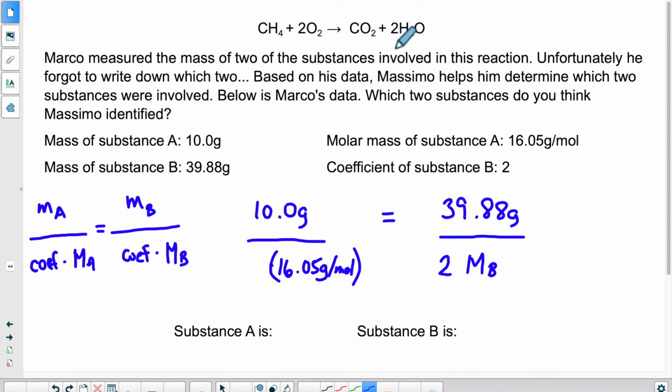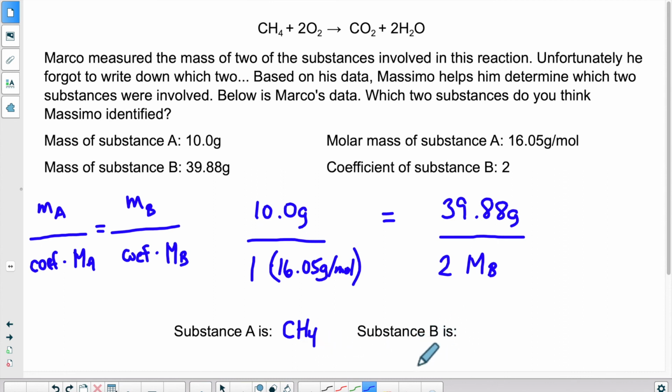So H2O has roughly a molar mass of 18. That doesn't work. CO2 has roughly a molar mass of 44. O2 has a molar mass of 32. And CH4 has roughly a molar mass of 16. C is 12.01 and H is 1.01, so it does add up to 16.05. So I now know that this has to correspond to CH4. CH4 has a coefficient of 1, so that means there's a 1 that goes here. And I have identified substance A. Substance A, because of its molar mass, has to be CH4.